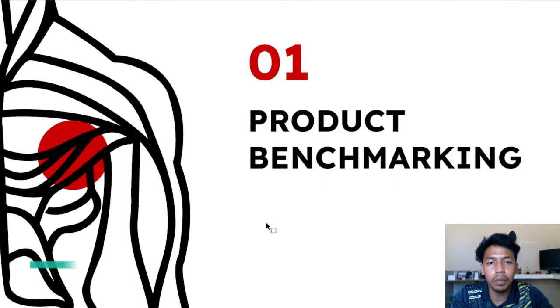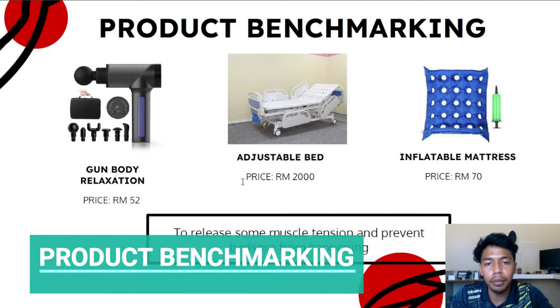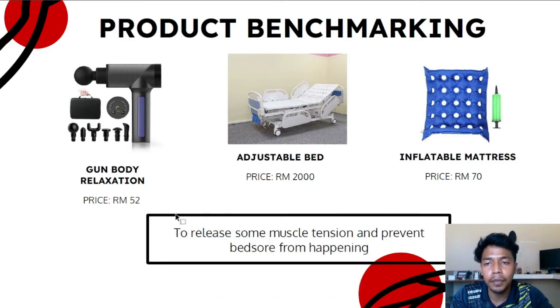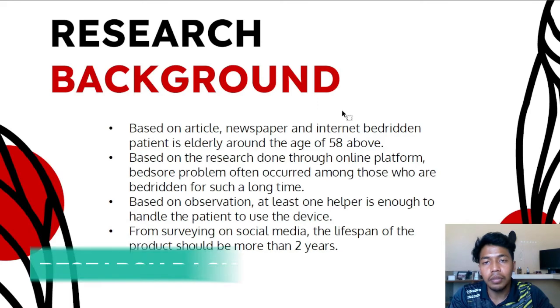Next, we will continue with product benchmarking of products currently available in the market to help reduce bed sores. The first product is gun body relaxation, which helps in reducing the muscle stiffness of the patient. The second is an adjustable bed that helps in changing the posture of the patient from time to time. And the third is an inflatable mattress, an ergonomic mattress that provides free flow of air for the patient.